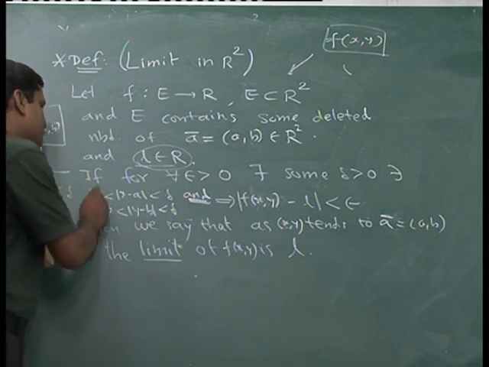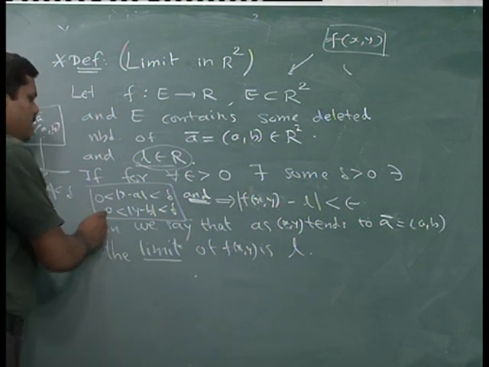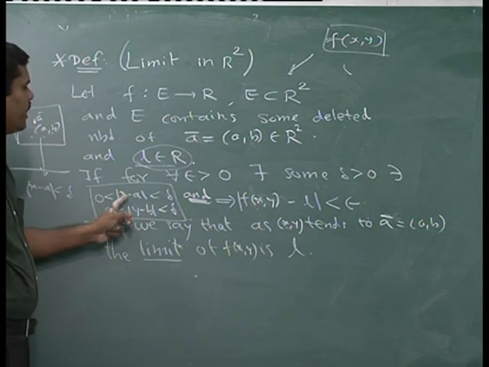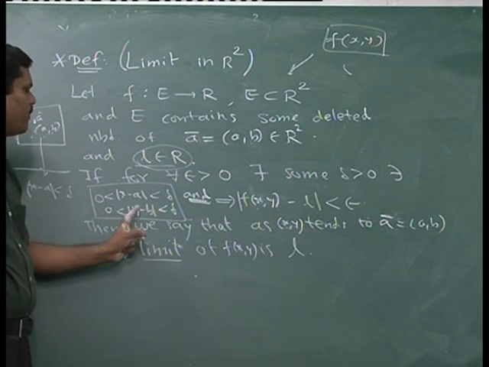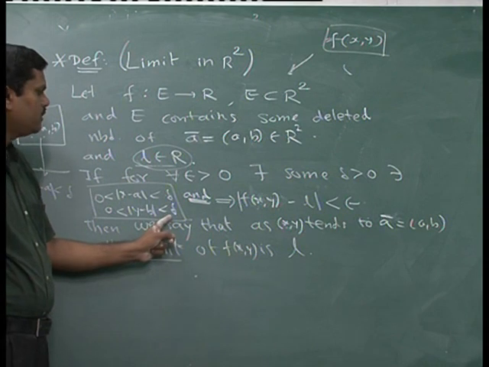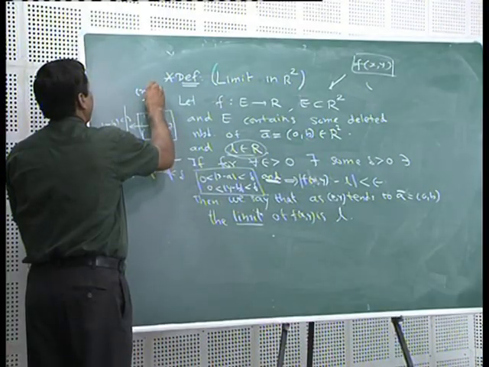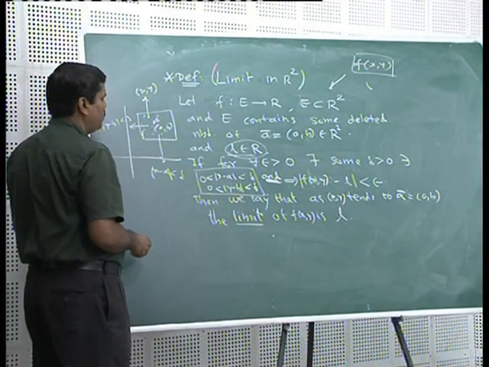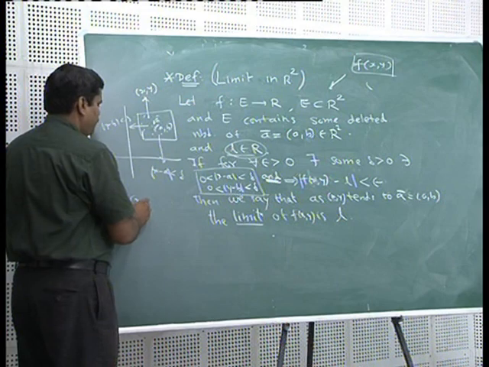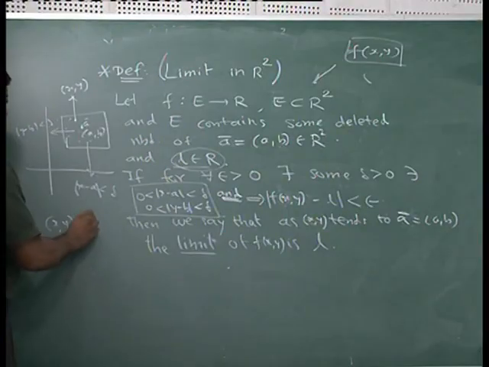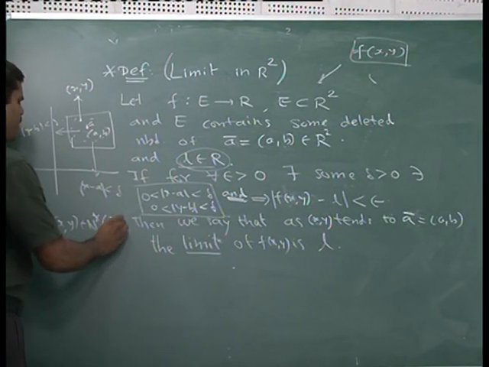Now, let us concentrate on this condition. As you know, 0 less than mod of x minus a less than delta and 0 less than mod of y minus b less than delta, both of these conditions together imply that this point (x, y) belongs to this neighborhood. So, how do we write it? (x, y) belongs to N star of a bar comma delta.